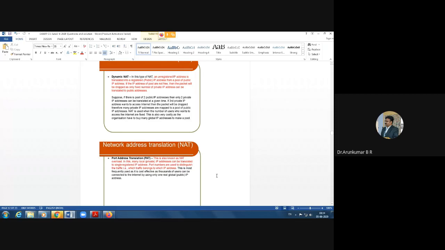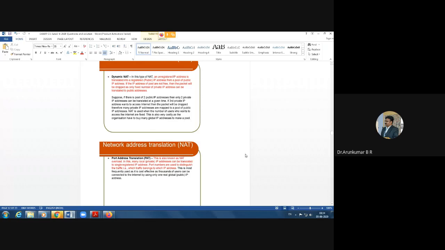Port address translation, you have PAT. Don't think that PAT is different and NAT is different. This is also known as NAT overload. In this, many local IP addresses can be translated to a single registered IP address.